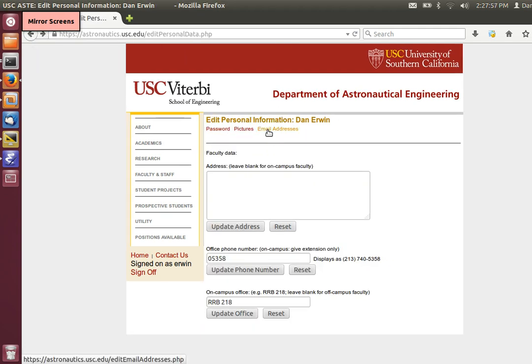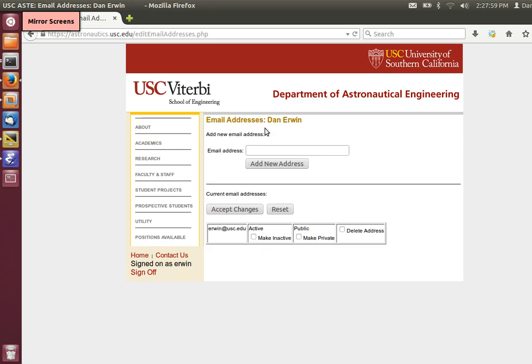You can add additional email addresses. So if, for example, you like to use a Gmail address, you can put it here in addition to your regular USC one, and then any email that I send will also go off to the Gmail one. So that is handy. I think that's as much as I want to say about that.